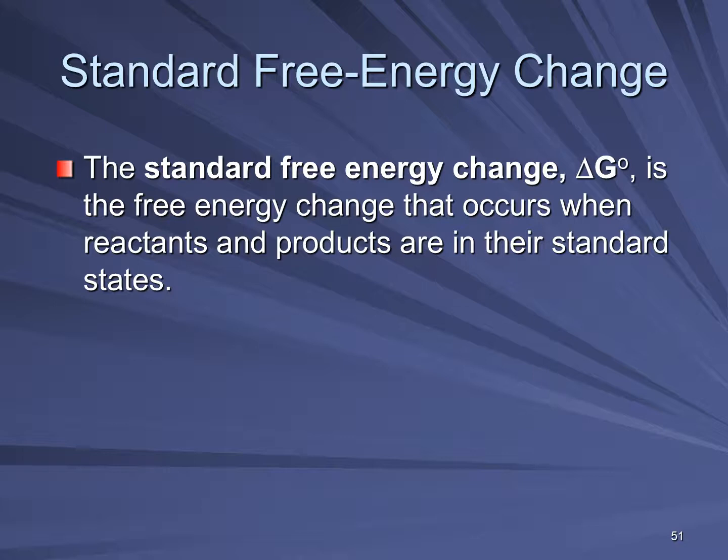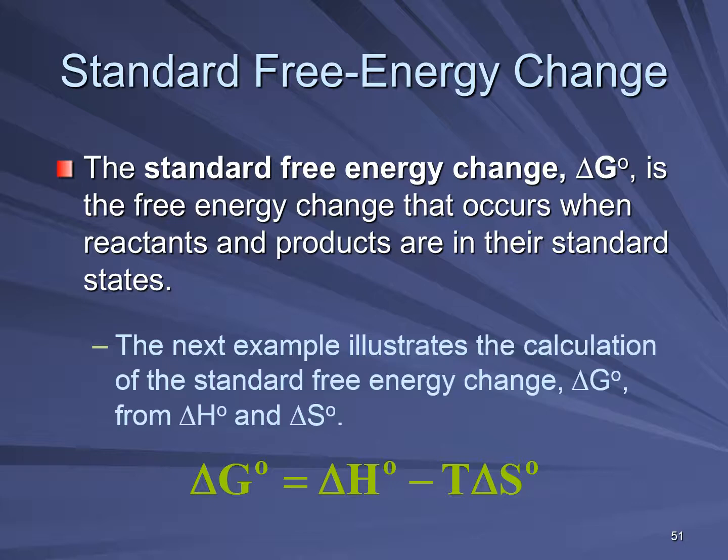The standard free energy change, delta G with the little circle, means standard. And again, that's when reactants and products are in their standard state, which means 25 degrees, 1 atmosphere pressure. If it's a liquid, if it's a solution, it's 1 molar solution. And so delta G standard equals delta H standard minus T delta S standard, which is all we're going to work through really: standard pressure, temperature, concentration, etc.